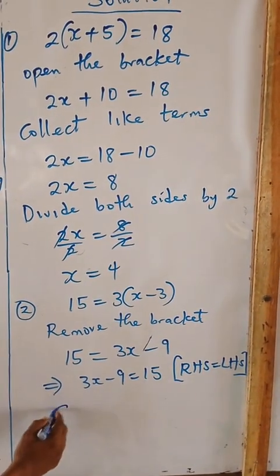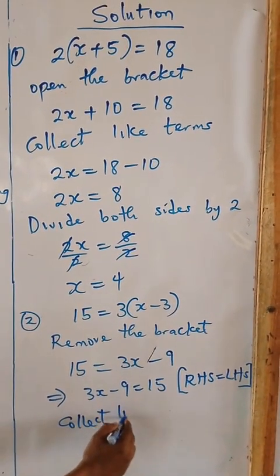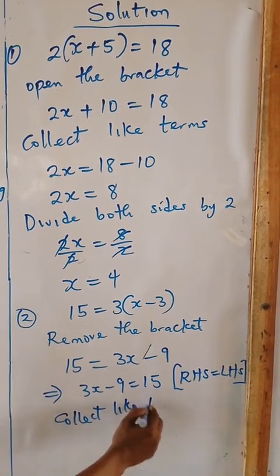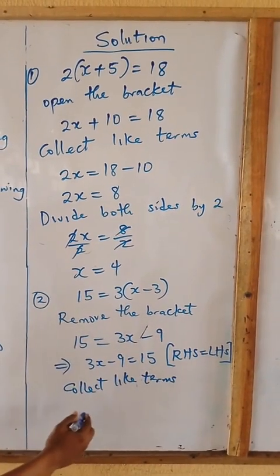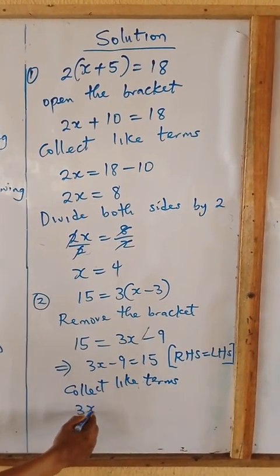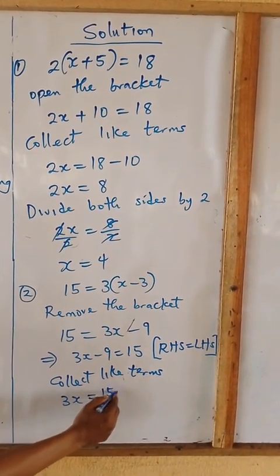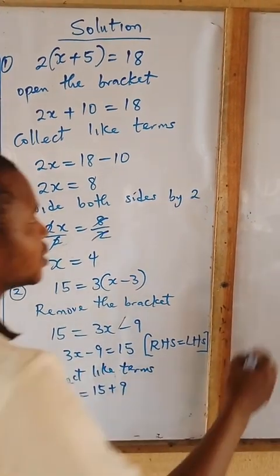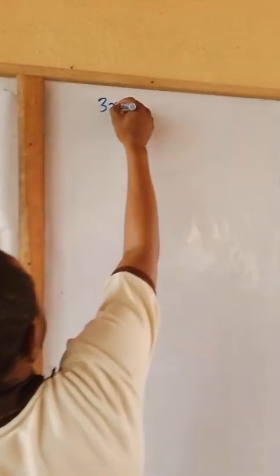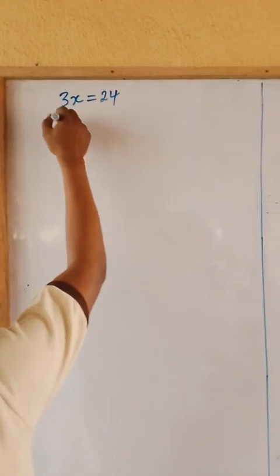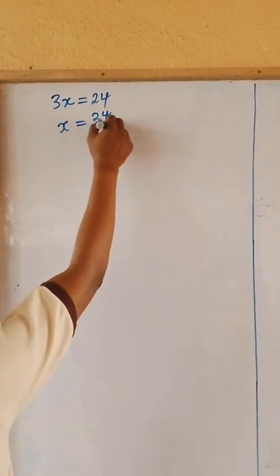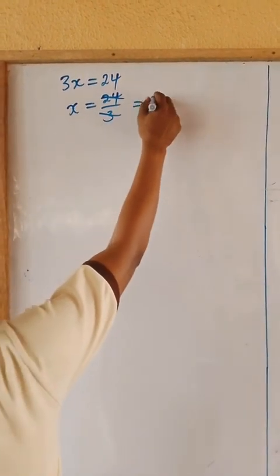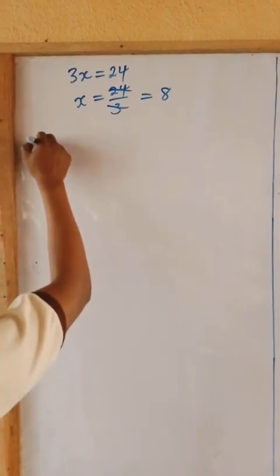So we are going to collect like terms. And by the time we collect like terms, that means we are going to take minus 9 to the other side of the equation. So we are going to have 3x is equals to 15 plus 9. And our answer will be 3x is equals to 24. So we are going to divide both sides by 3. So therefore, x is equals to 24 divided by 3. So we are going to have 8 as our answer.